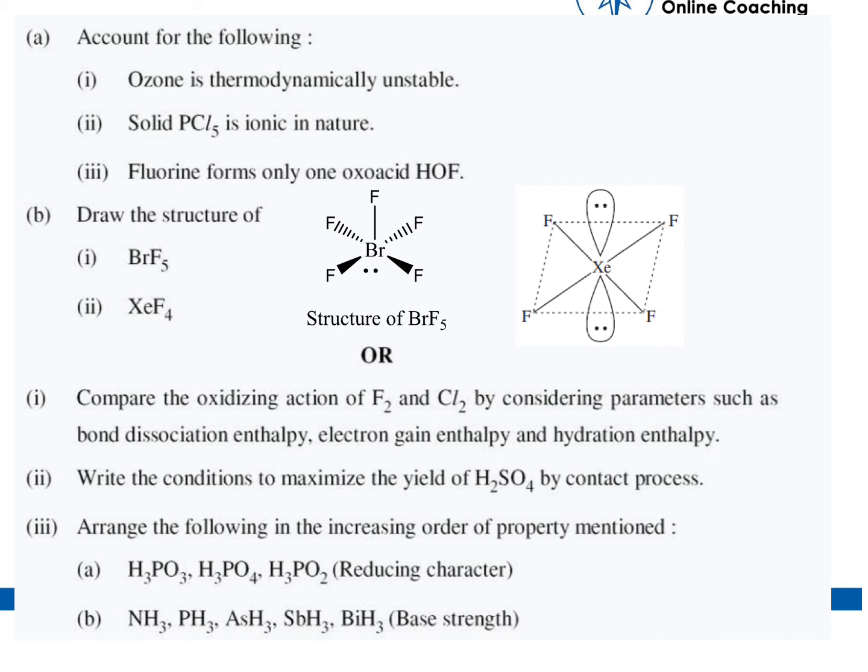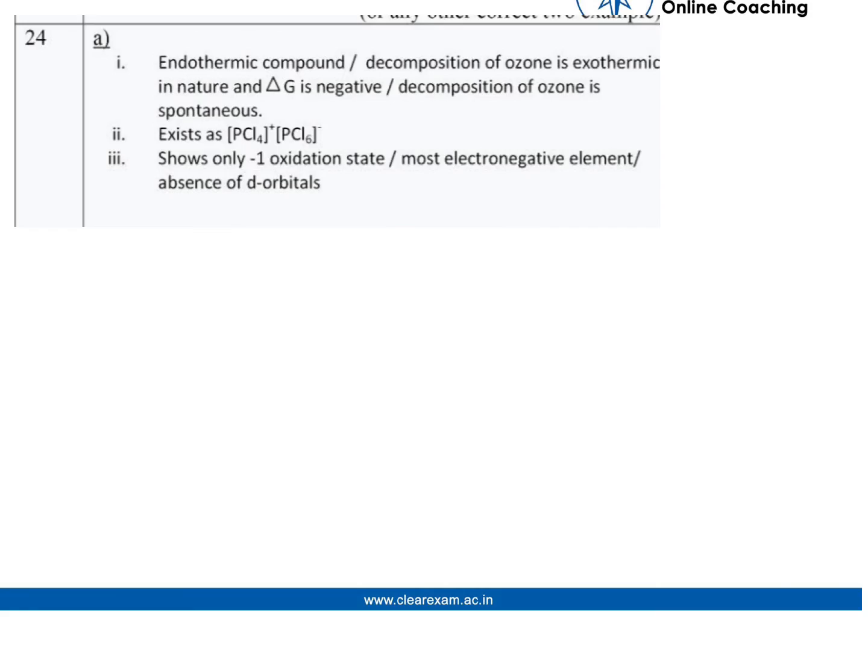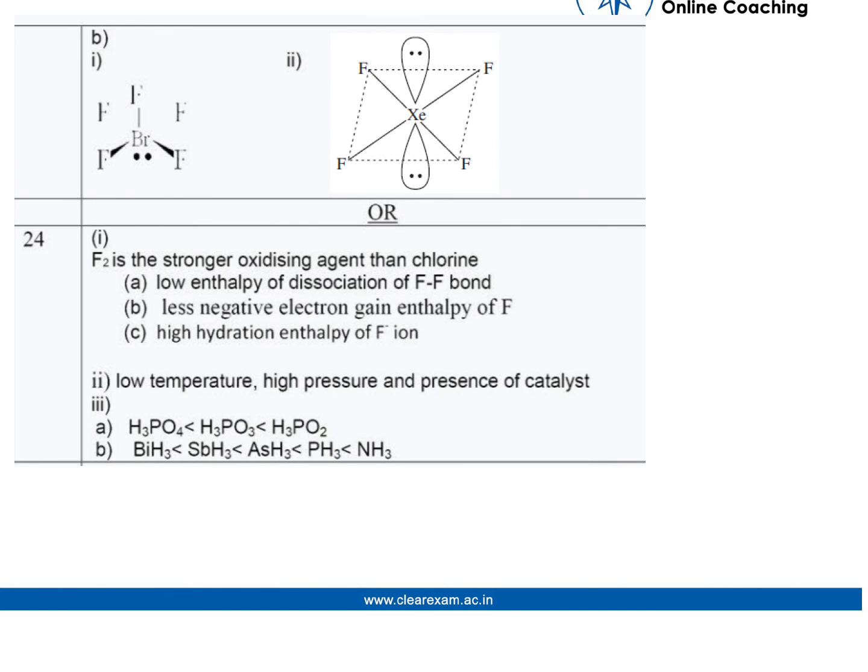B part, NH3, PH3, AsH3, SbH3, BiH3, base strength. In increasing order of the base strength, BiH3, SbH3, AsH3, PH3, and in the last comes NH3. Here are the answers.